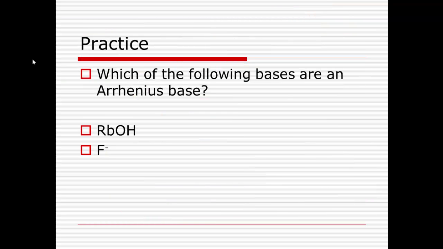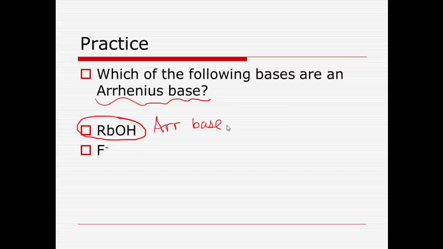So let's think about this. Which of the following bases are an Arrhenius base? So I'm telling you that both of these are bases, but which one is Arrhenius? Arrhenius was the simple definition. It has to actually have hydroxide in the formula. So the answer is this rubidium hydroxide. This is an Arrhenius base, okay? Fluoride is also a base, but not according to the Arrhenius definition. It's a base according to the Bronsted-Lowry definition, okay?